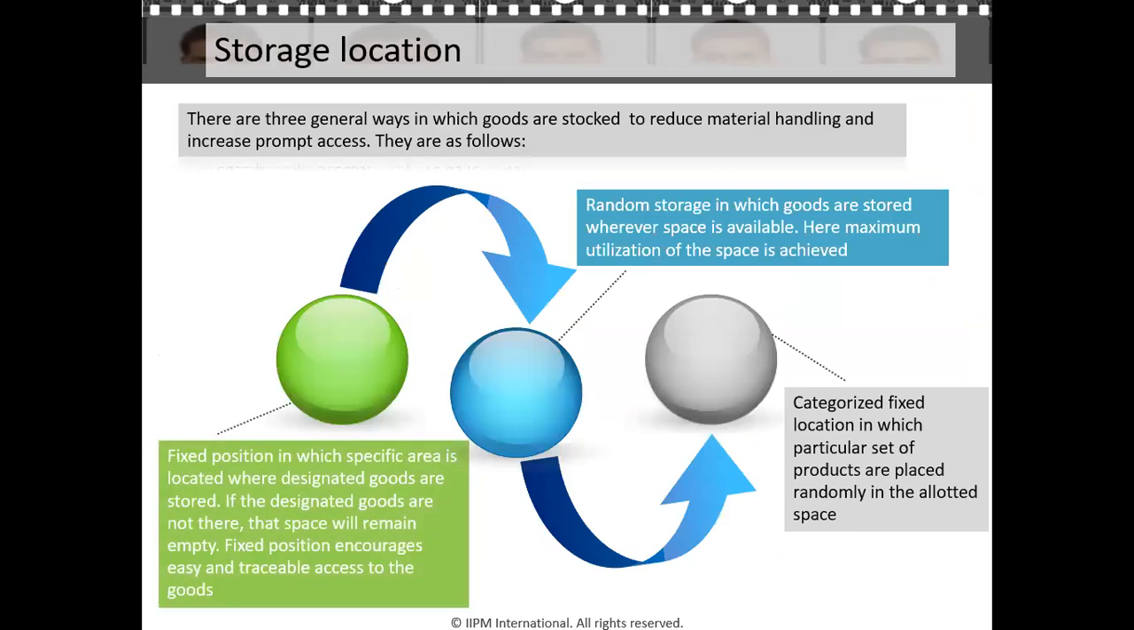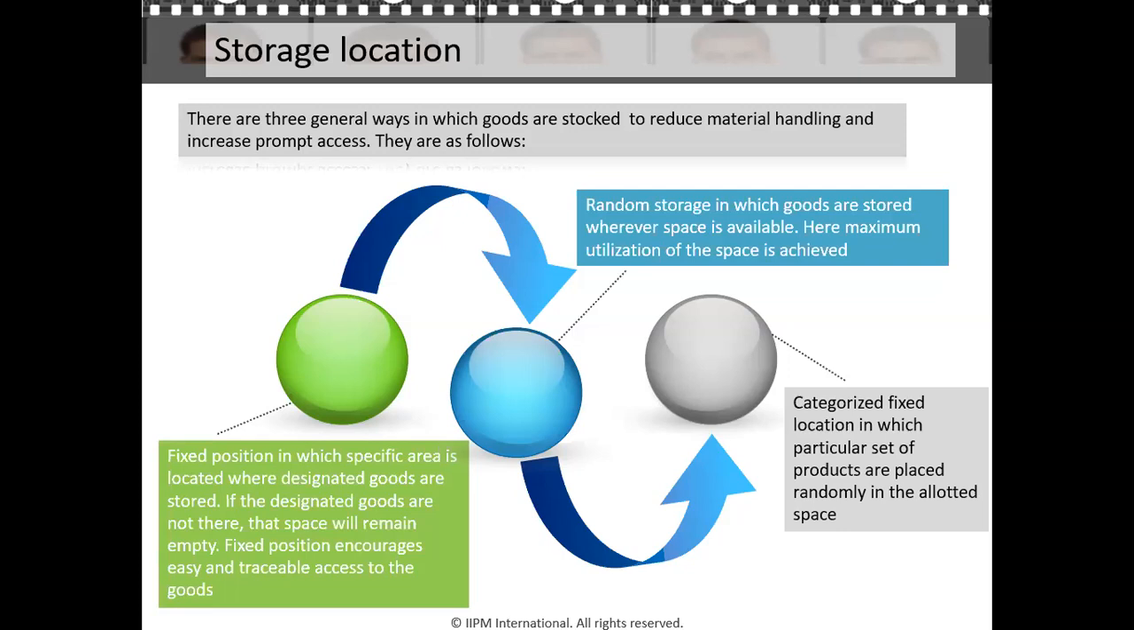Storage location. There are 3 general ways in which goods are stocked to reduce material handling and increase prompt access. They are as follows. Fixed position, in which a specific area is located where designated goods are stored. If the designated goods are not there, that space will remain empty. Fixed position encourages easy and traceable access to the goods. Then we have random storage, in which goods are stored wherever space is available. Here, maximum utilization of the space is achieved.